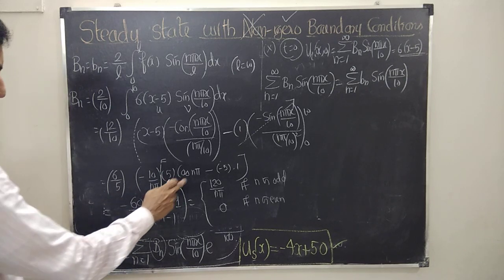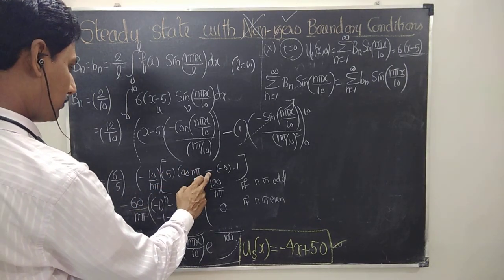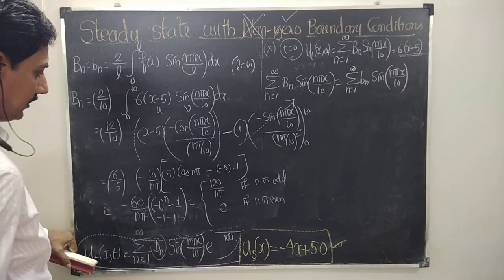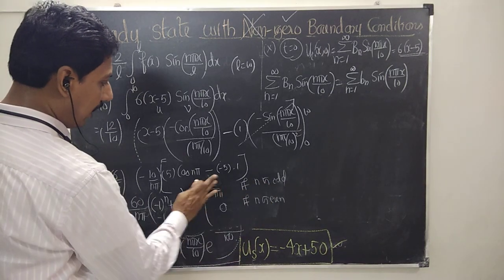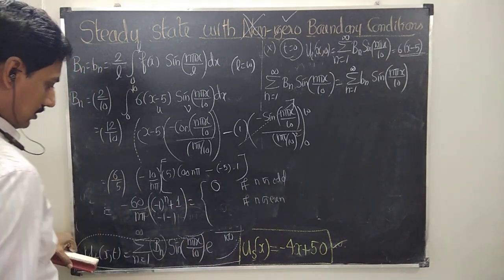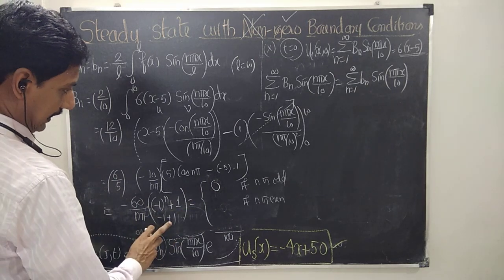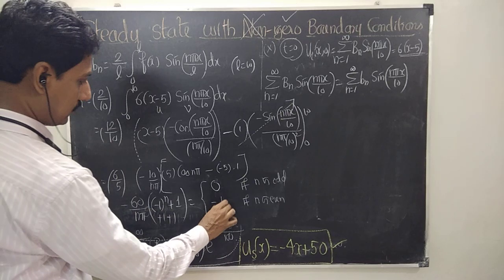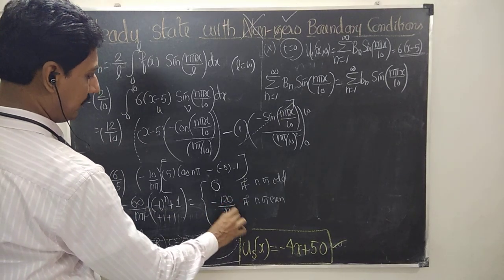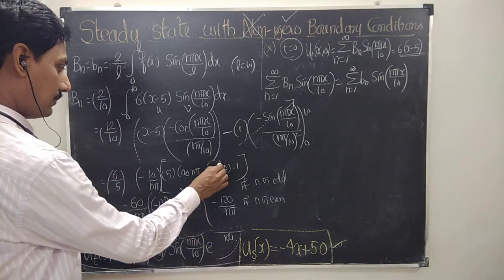Minus 60 by minus 1 whole power n. Then this becomes minus of minus, which is plus here. So this is plus only. If it is a plus, that means if n is odd, this becomes 0. If it is even, this becomes plus 1, 1 minus 1, so 2 minus 1 by 120 by n pi. Slight changes become a huge difference because minus of minus becomes plus.